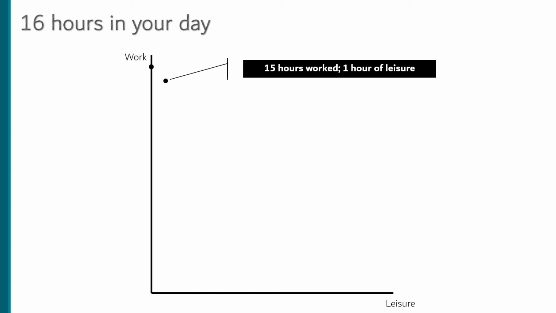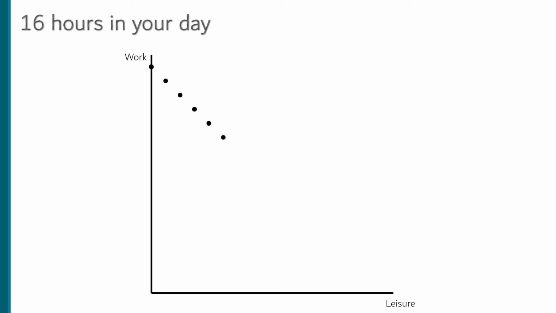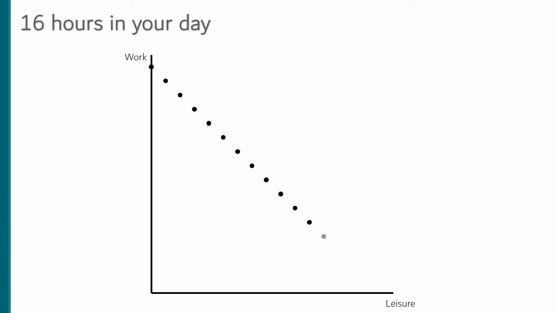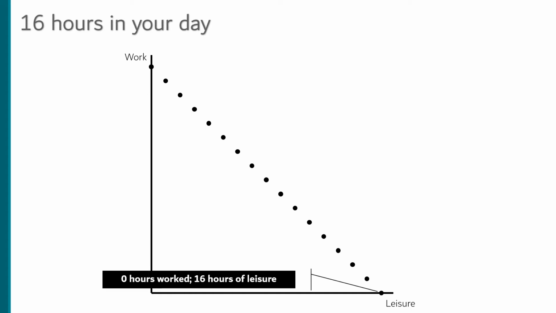And if we want, we can keep making that trade-off, paying that opportunity cost. At this point, we're working 14 hours, leaving us 2 hours for leisure. And down across we can go, transferring our resource of time from one activity to the other. At this point, we're splitting our time evenly between work and leisure with 8 hours for each. But we can keep going, giving more of our time to leisure and less to work until we end up at 1 hour worked and 15 hours for leisure. Or even all the way to 0 hours worked with all 16 hours for leisure.